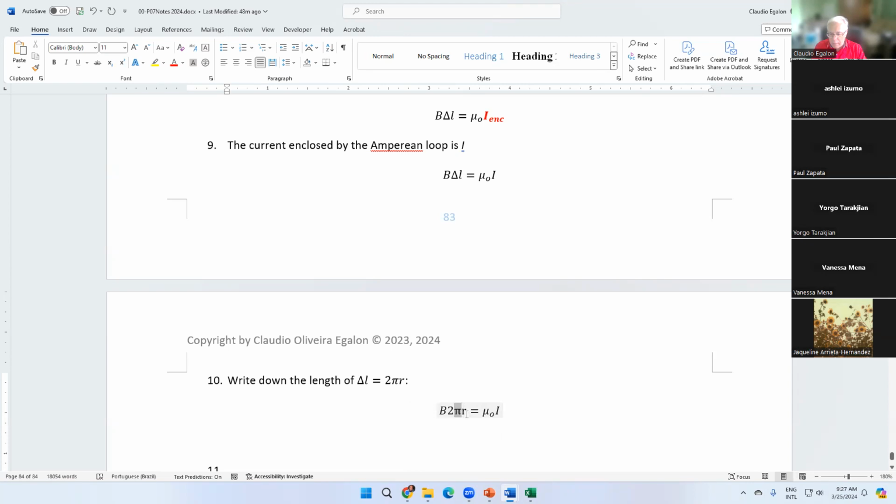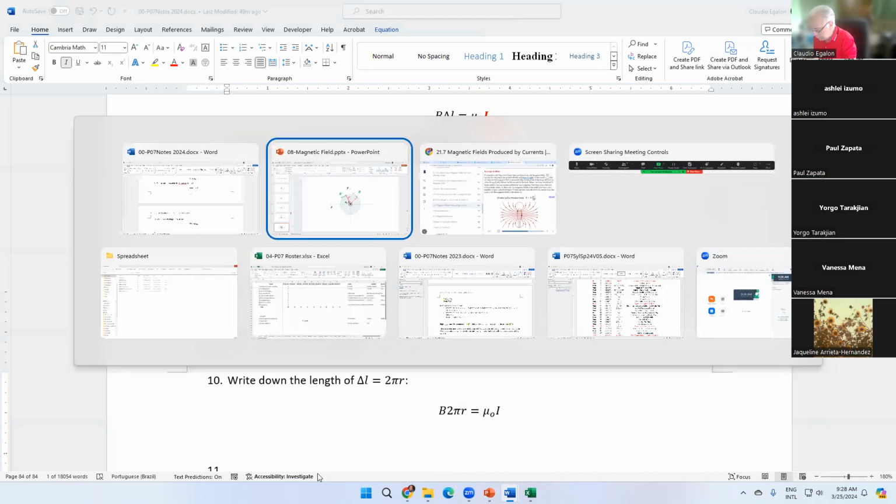Low battery. Running out of battery here in my mic, apparently. Remember that we, oh, okay, I ran out of battery. Let me get my other battery here. And now we solve for the magnetic field. Ah, this one is also low. And another one here. This one's going to work.